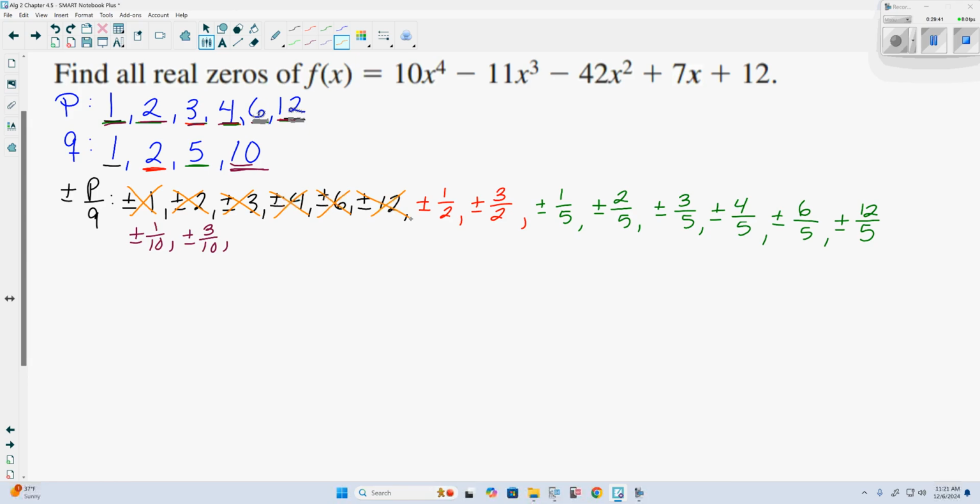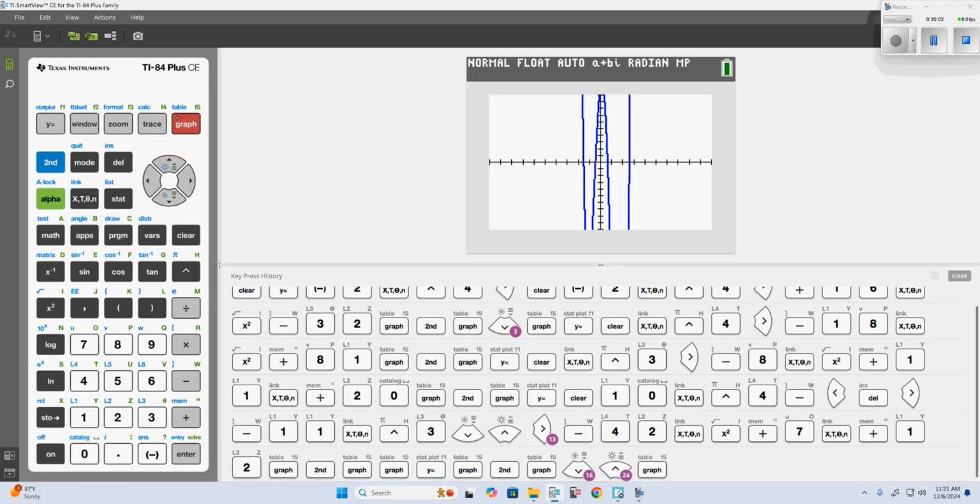1, 2, 3, 4, 5, that's 12, or 6, 12 values. I don't even have to check because the graphing calculator told me it wasn't 0, they're gone. So now I'm left with these here: 1/5, 2/5, 3/5, 4/5, 6/5, 12/5, 1/10, 3/10. We have these left to check. Let's go back to the calculator and let's look at the graph.